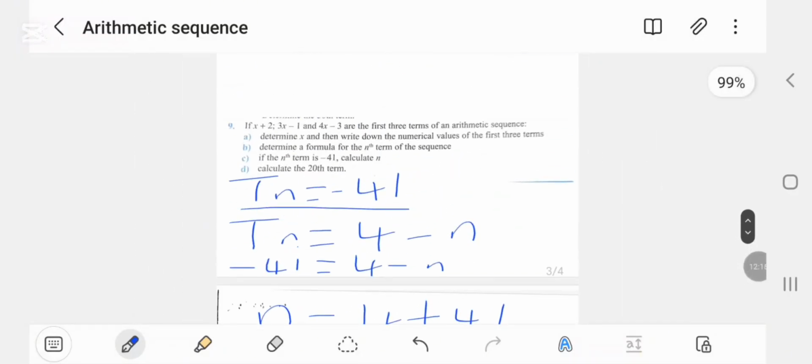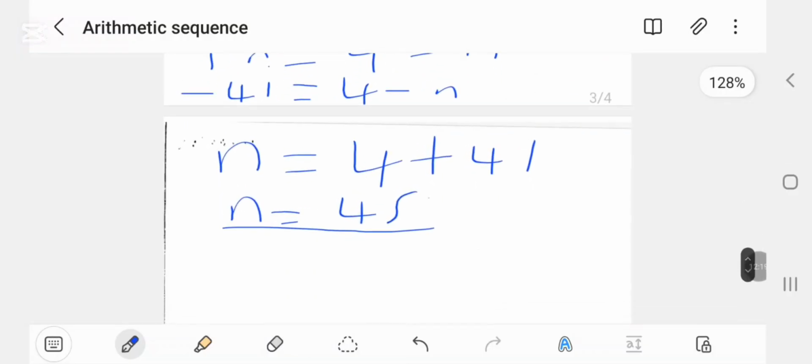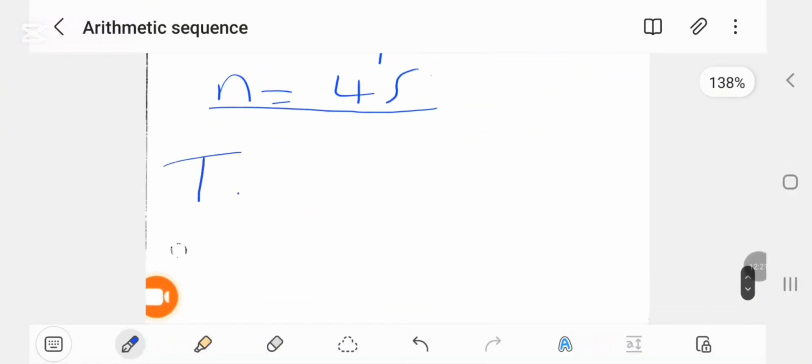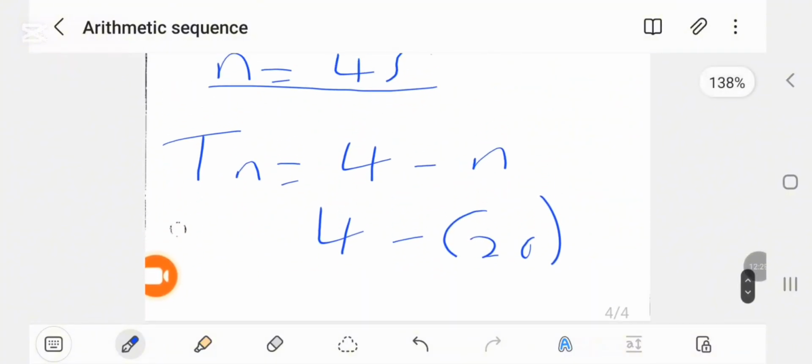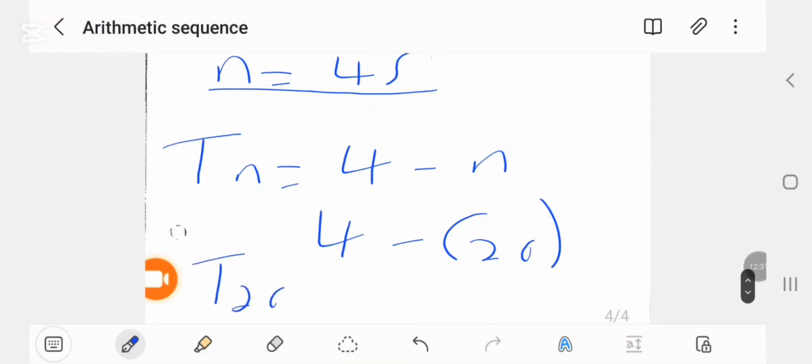Then the last question, calculate the 20th term. We use our nth term. Wherever we have n, we put 20, so t20 is minus 16.